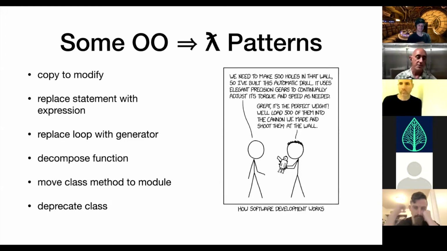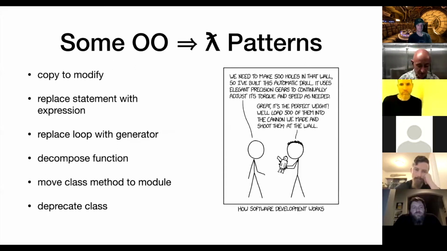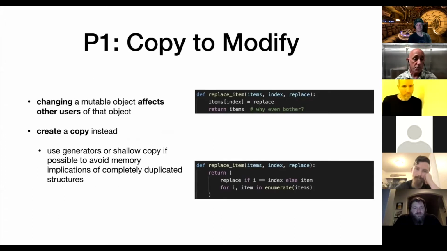So what are those patterns? Well, there's copy to modify, and we'll dive into each of these. Replace statement with expression, replace loop with generator, right? Just patterns for when you have code in state A and you want to get it to state B, how do you get there? So I'll walk through what some of these look like. The first one is copy to modify.